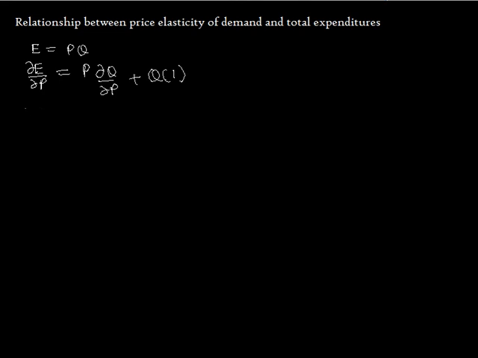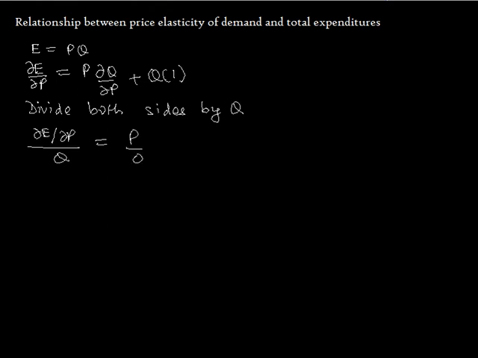Clear? Well, now if you divide both the sides by Q, then what exactly you'll be getting is del E by del P over Q is equal to P by Q into del Q by del P plus 1. Okay, so now if you understand this, then this formula is of elasticity of demand.